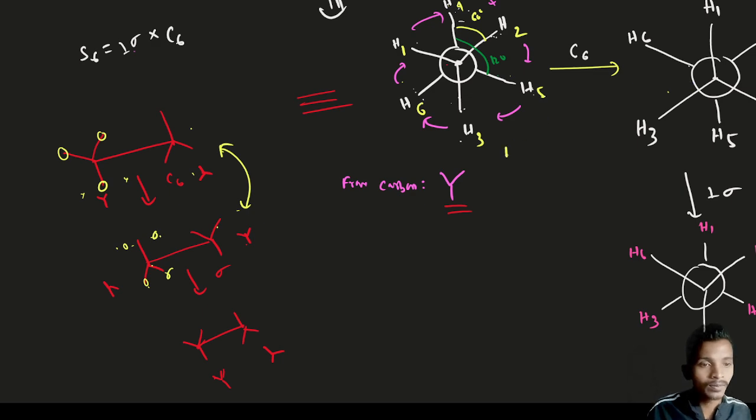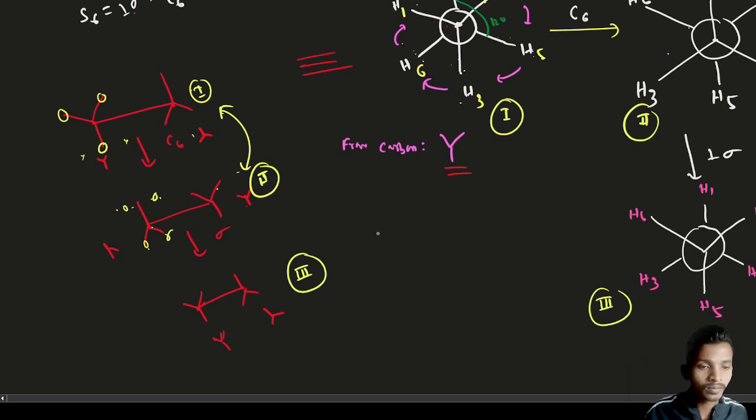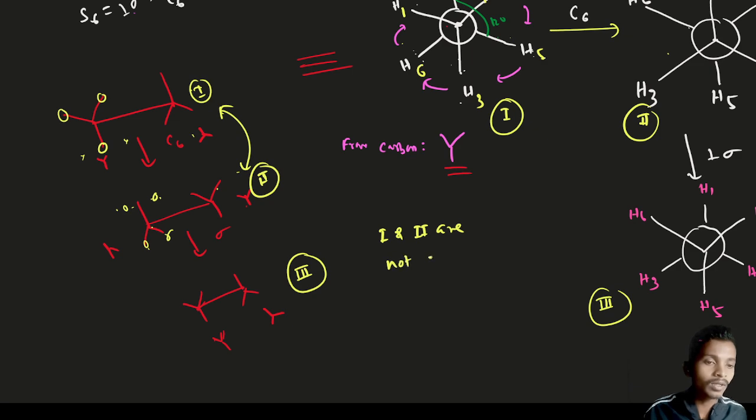So if I write this is 1, and this is 2, and this is 3, then it says this is 1, this is 2, and this is 3. So you see that 1 and 2 are not equivalent orientations, because in space this means these are the same. Okay, so 1 and 2 are not equivalent orientations.